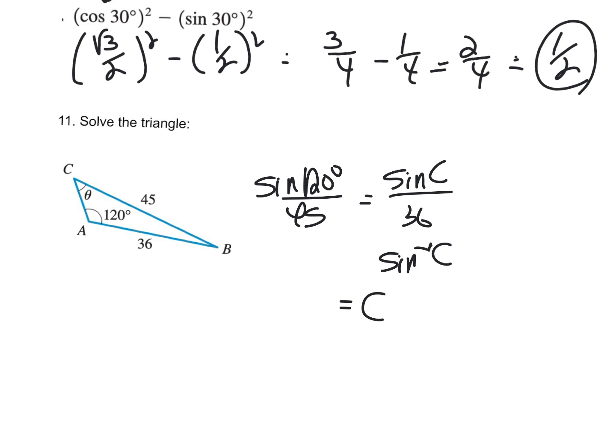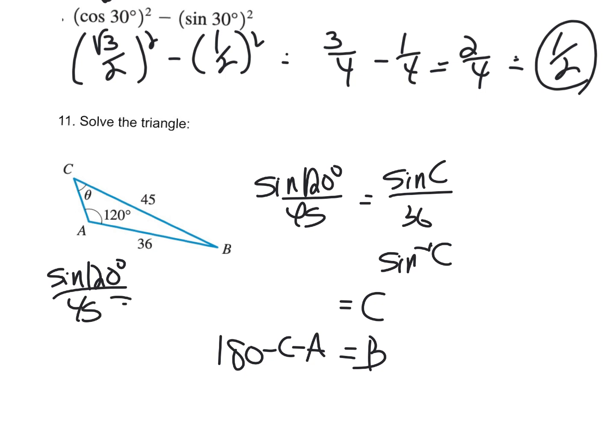Once you get angle C, you subtract it from 180 to get B. You would do 180 minus angle C minus 120 for A. And that will give you angle B. Then to find side B, you're going to do sine of 120 over 45 again equals sine of whatever B was over little b. That's going to give you little b. So you have to find all three of those answers.